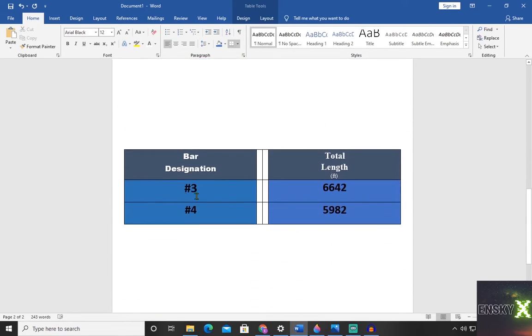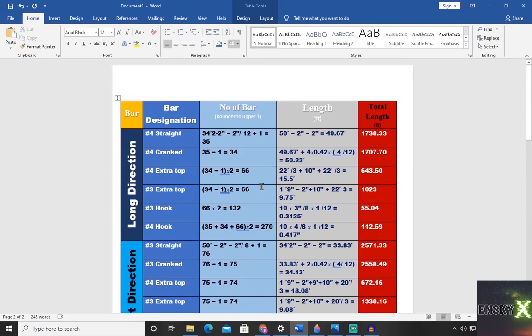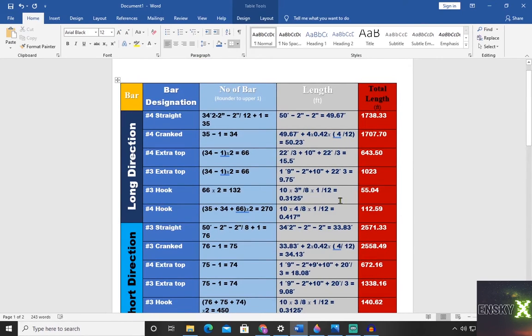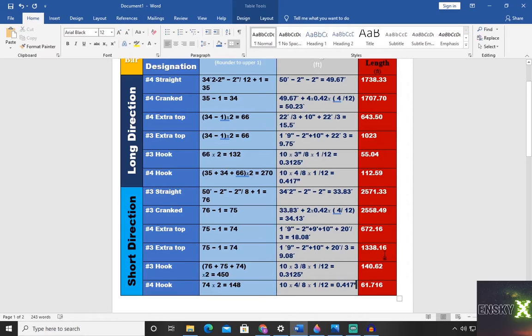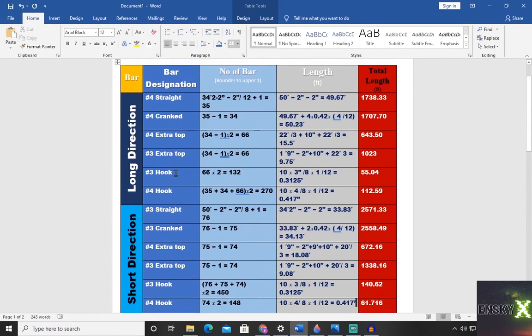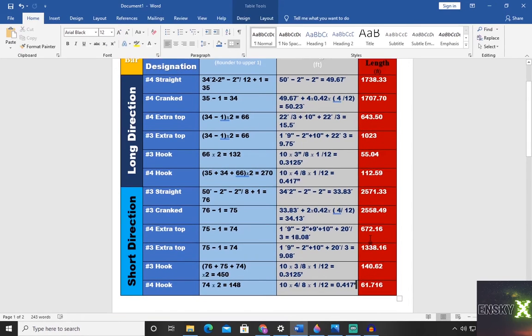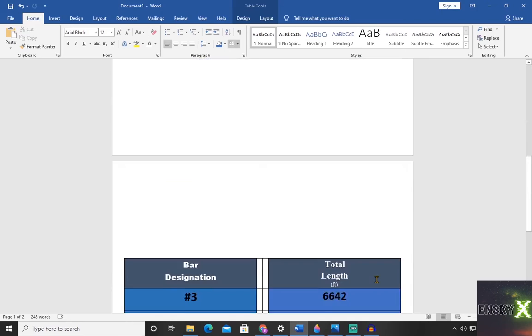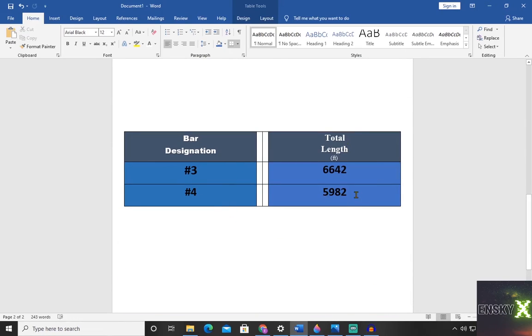So now we can get the part designation hashtag 3. We have to just put all the hashtag 3 values, getting 103 feet, 5.04, 1038.16 and 140.62. So we are getting the total length of hashtag 3 bar as 6642 feet. And also again for the hashtag 4 bar designation, we have to put 170.38, 707.70, 643.50, then 112.59, then 672.16, and again 61.716. So we are getting all the total length from here, and that's how we can calculate the total slab reinforcement estimation, how much total length of bar we will need.